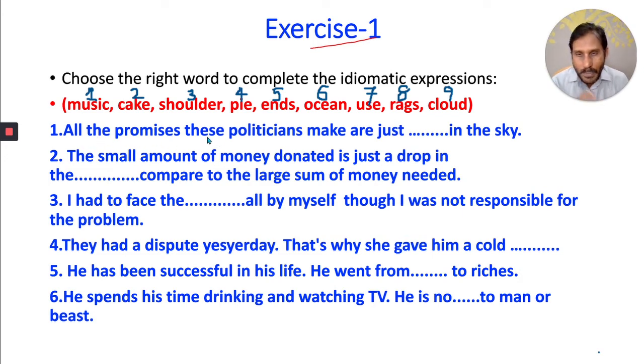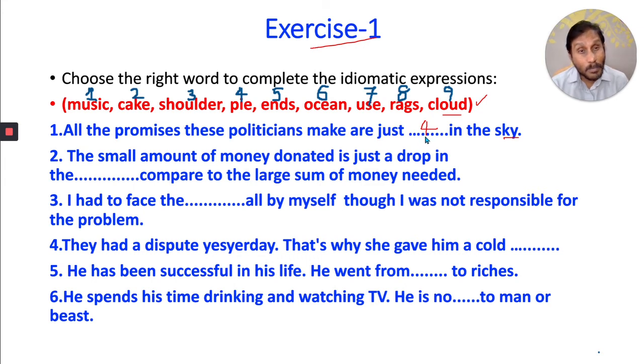First one: all these promises these politicians make are just dash in the sky. Music, cake, shoulder, pie, ends, ocean, use, rags, cloud. When you think of sky, you generally connect it to cloud, but it's not so here. It is pie. All promises these politicians make are just pie in the sky. Pie means something which is extremely pleasant. In the Android system, there is a present version. What is that? Android Pie version. Before that, Android Oreo was there, KitKat was there. Now it is Pie, which is really a bakery item.